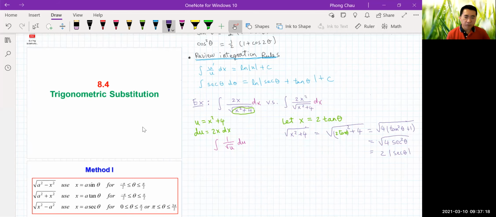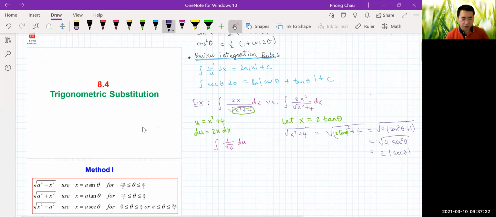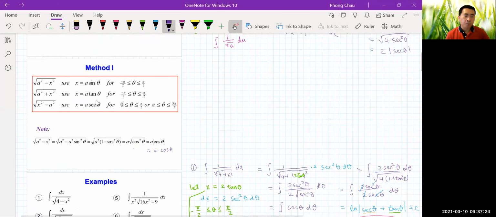This is 8.4 part 2, trigonometric substitution. Recall when we do substitutions in this scenario, we would let x be in terms of a new variable, and it'll be the trig function this time. We're going to have three choices: sine, tangent, and secant, depending on the form.